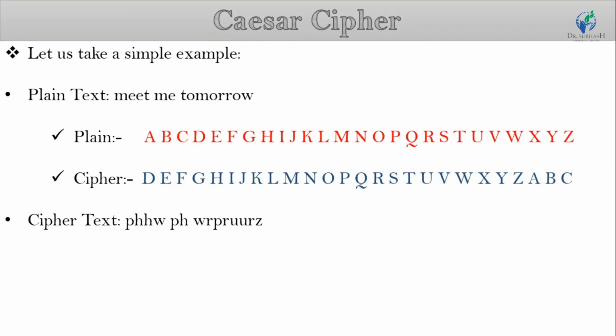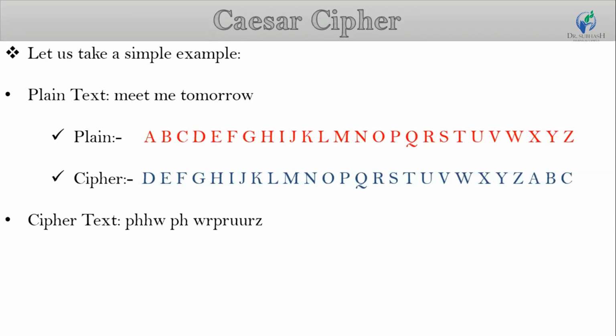Look at the example above: we have replaced M with P, which occurs three places after M. Similarly, E is replaced with H, which occurs three places after E. Note, if we have to replace the letter Z, then the next three alphabets counted after Z will be A, B, C. So while counting further three alphabets, if Z occurs, it circularly follows A.